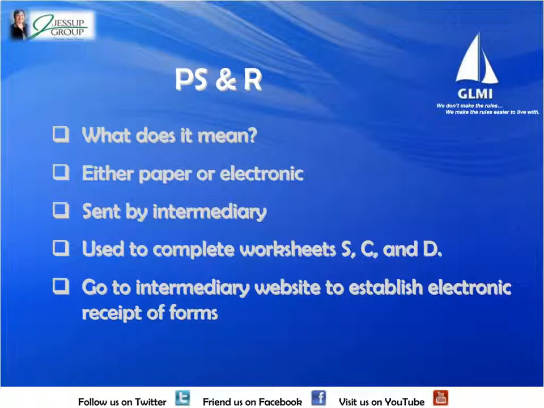The PSNR information is used to complete worksheets S, C, and D on the cost report. There are a couple different types of information. The visits and charges that are processed, the actual cash payments that are received, and then the patients are all included on the PSNR report. Especially if you think your billing is a bit behind, we need the PSNR report to compare to your internal statistics, because we can always include the extra stuff that hasn't been billed yet.